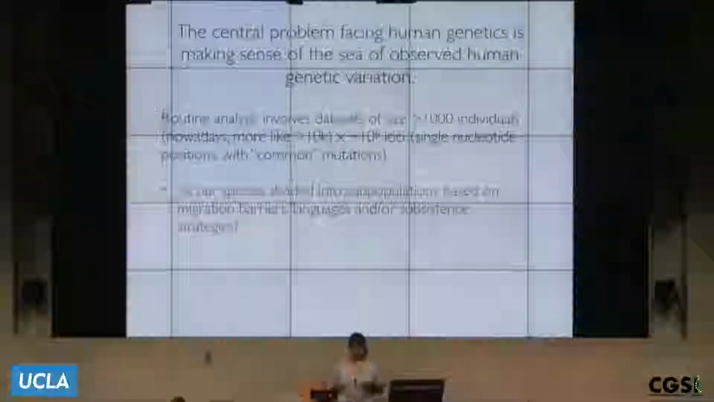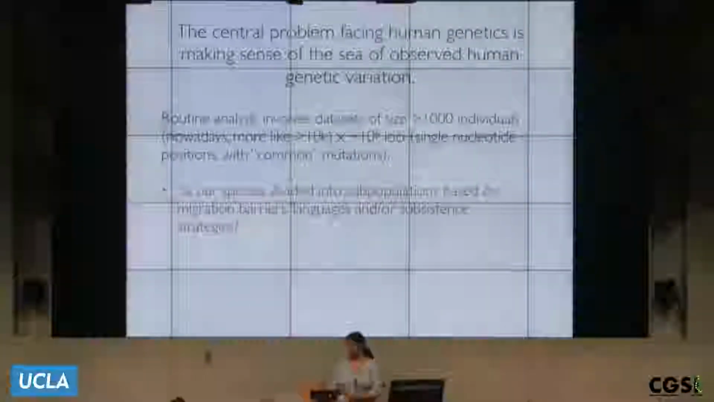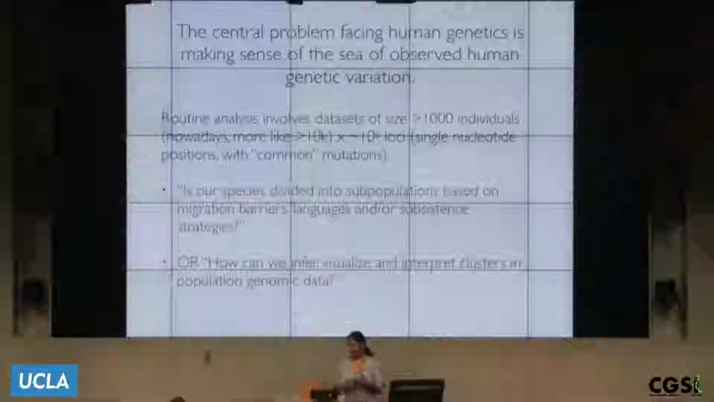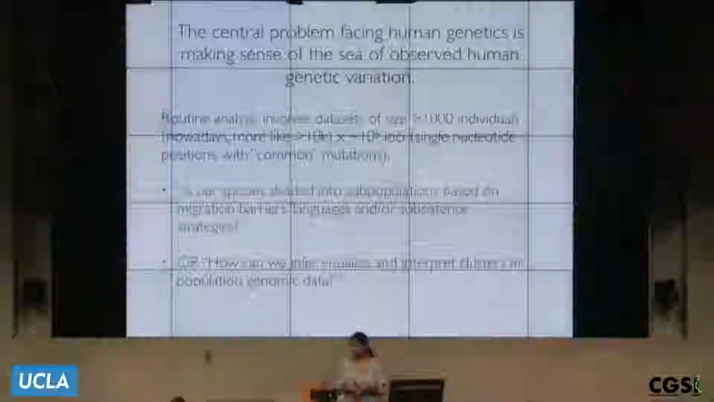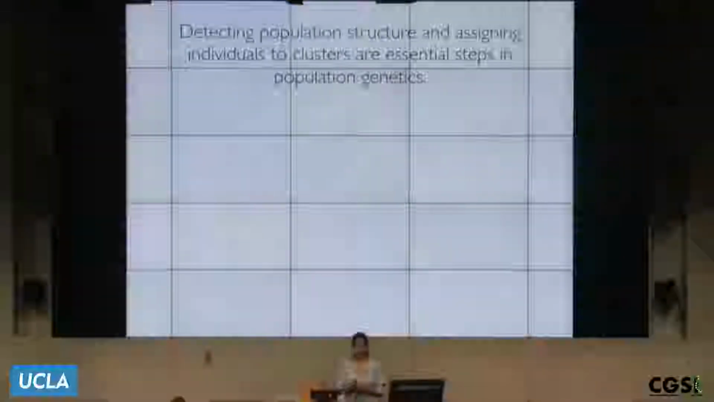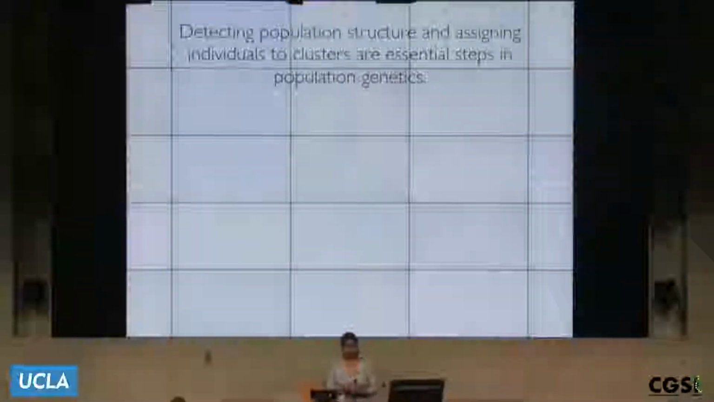But we can also restate this, especially in this community, as a kind of computational problem. So I'm going to say that the question I want to talk about today is, how might we infer, visualize, and interpret clusters that are generated in population genomic data? So again, this is a common first step for probably all of us in this room when we get a data set, is to try to first identify clusters and population structure within it.